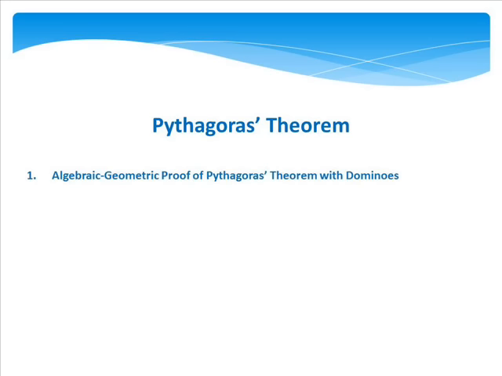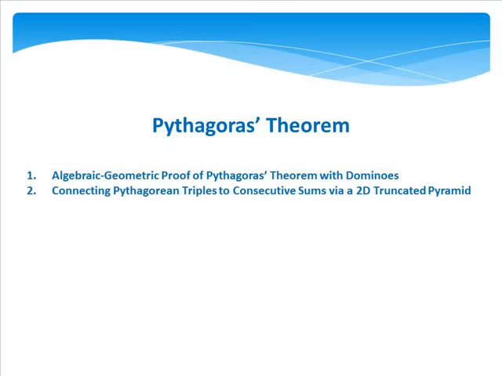Hi. In the first section, we'll present a proof of Pythagoras' theorem using domino tiles, blending algebraic and geometric approaches. In the second section, we'll explore the connection between Pythagorean triples and consecutive sums through a 2D truncated pyramid, again utilizing domino tiles. This will ultimately lead to an alternative formula for Pythagorean triples, which will prove equivalent to the well-known formula.